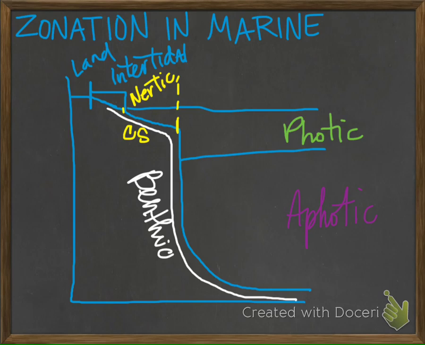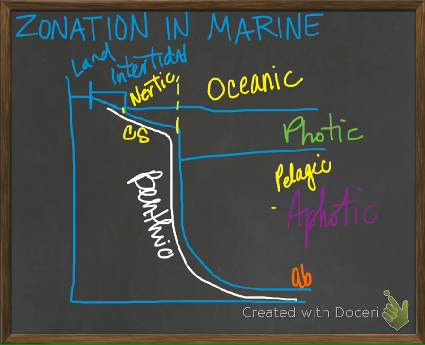And then you have oceanic out here. You still have pelagic for open water. Pelagic. And you have a new term down here at the bottom. Abyssal. A-B-Y-S-S-A-L. Abyssal just means deep, like an abyss, right? 2,000 to 6,000 meters. That's pretty deep. So there is your whole screen again.